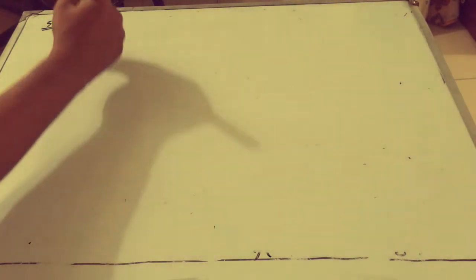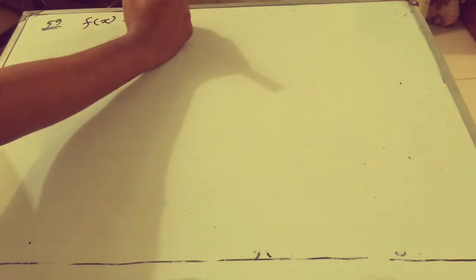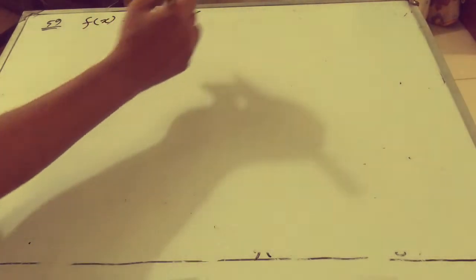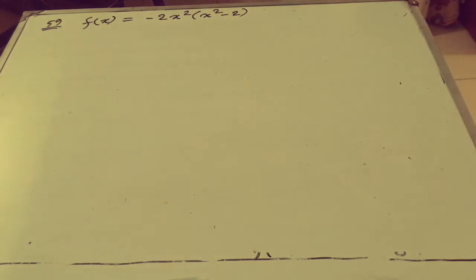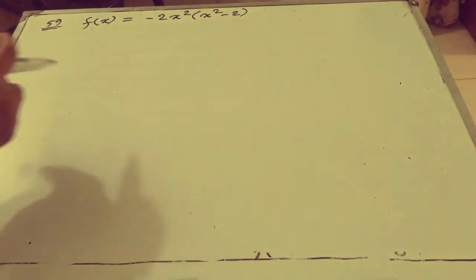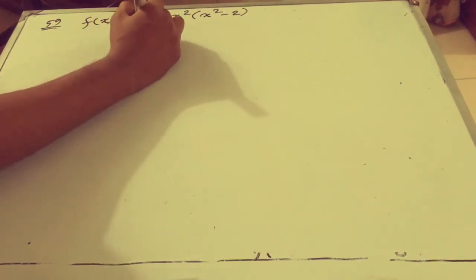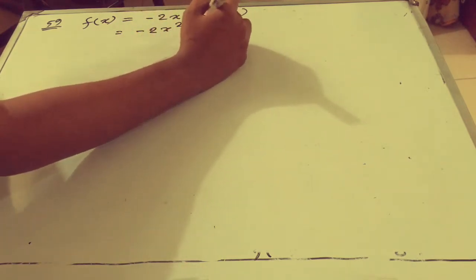The question is f of x equals minus 2x squared, then bracket, x squared minus 2. For this question, we have a new situation. Basically, we cannot just all of a sudden start doing it, because we have a situation here. We have to work with the question a bit, and that is okay.